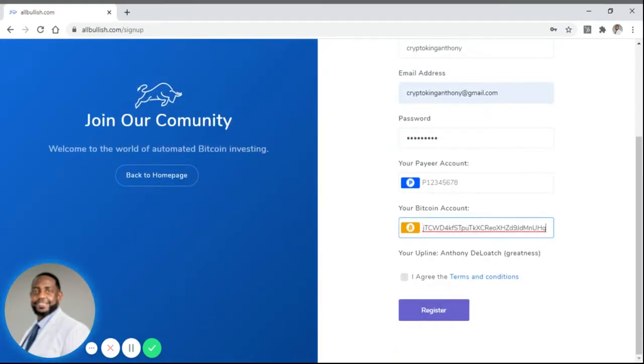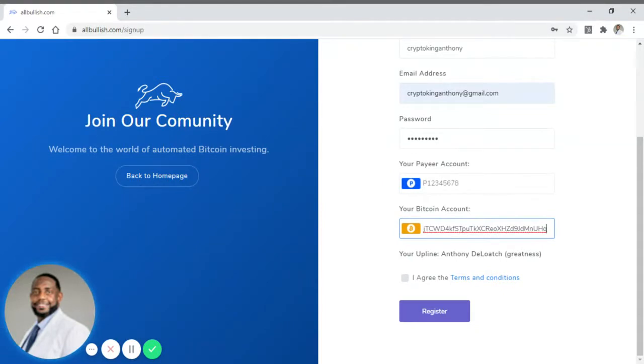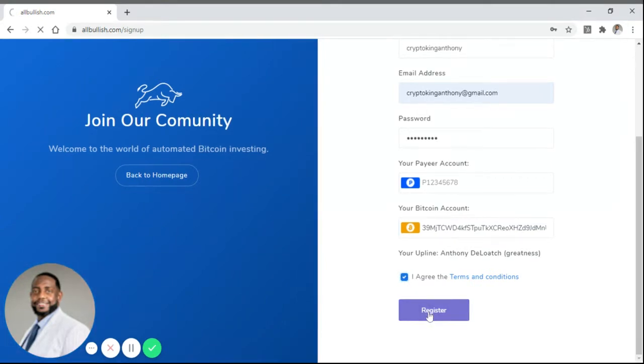Now, what you want to do, if somebody referred you over to this platform, you want to make sure that it says your upline is whoever referred you over to the platform. You want to make sure that they get properly credited for signing you up for the platform. So I want you to actually do that as well. So I'm going to go ahead and click and agree to the terms and conditions, and I'll go ahead and click register.